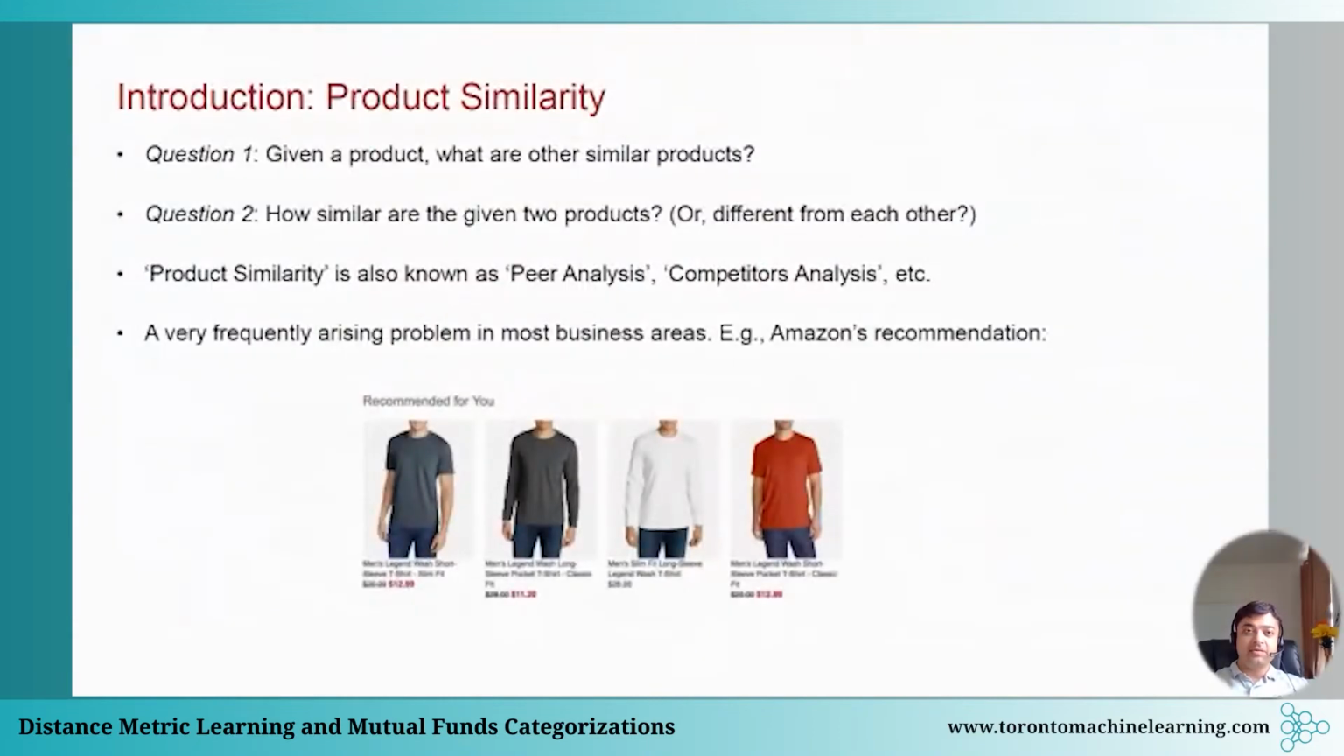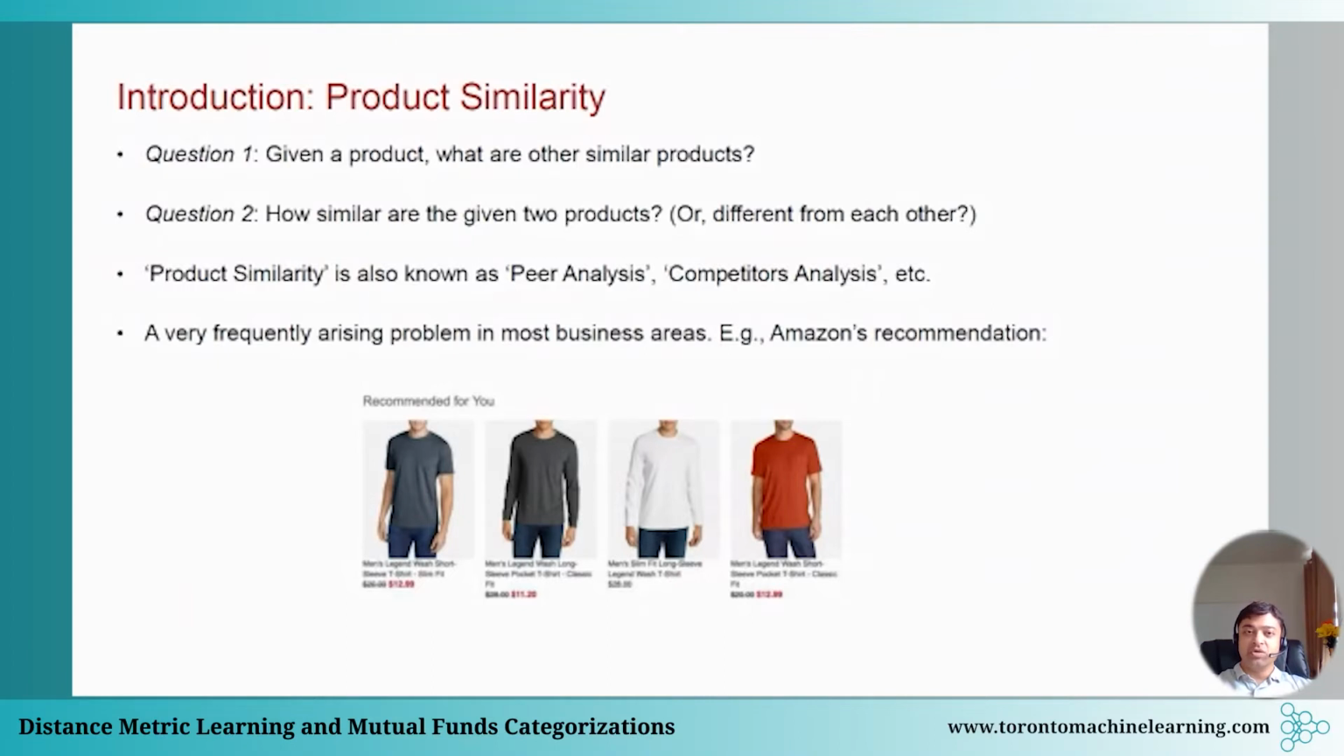So let's start. I am interested in this particular problem, which is largely defined as product similarity in many areas of business, not just finance, but even many other areas such as Amazon or Google recommendation engines and so on. So the specific questions I'm interested in here are, given a specific product, what are other similar products? The other way around, the second question: if you are given two products, how similar are these two products to each other, or maybe how different are they from each other?